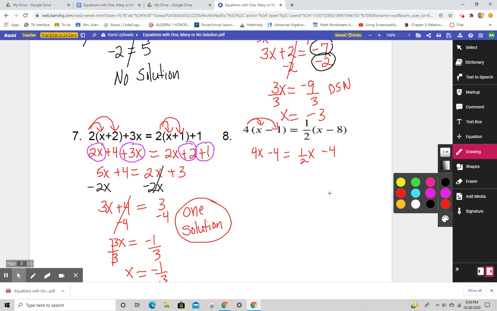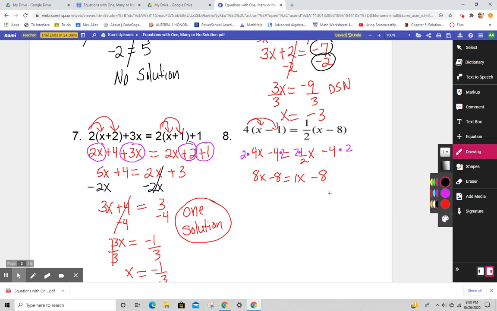Okay, why don't we get rid of the fraction since we have a fraction here? And the only thing we have in the denominator is 2, so we have to multiply through by 2. That would be our least common multiple. All right, 2 times 4 is 8x. 2 times 4 is minus 8. 2 times 1/2 is 1, so this is going to be 1x or just x. 2 times 4 is 8, so that's going to be minus 8. All right, I'll put a 1 right here in front of the x.